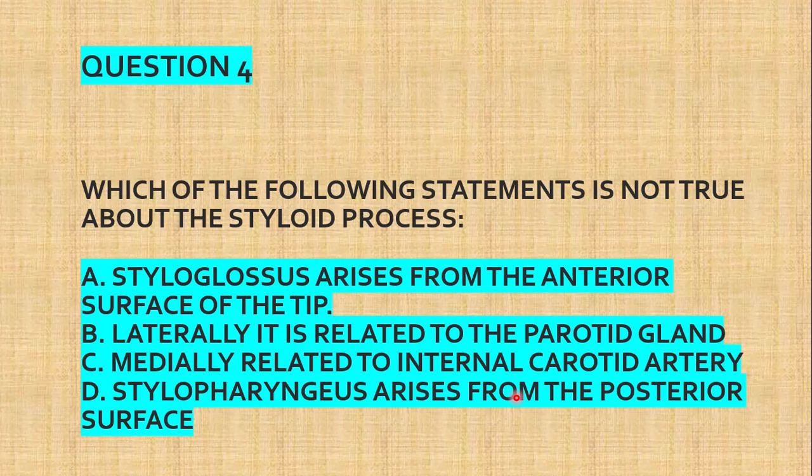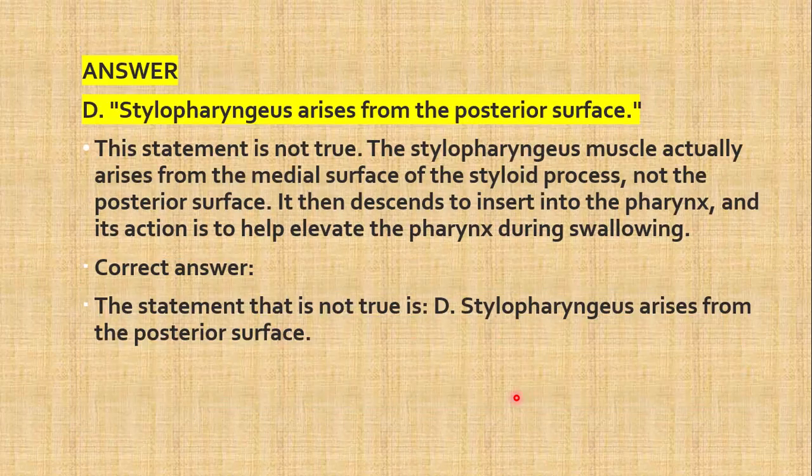No, not at all. The stylopharyngeus muscle does not arise from the posterior surface. Rather, it arises from the medial surface of the styloid process. Okay? So the correct answer to this question is the stylopharyngeus arises from the posterior surface, because that is false.